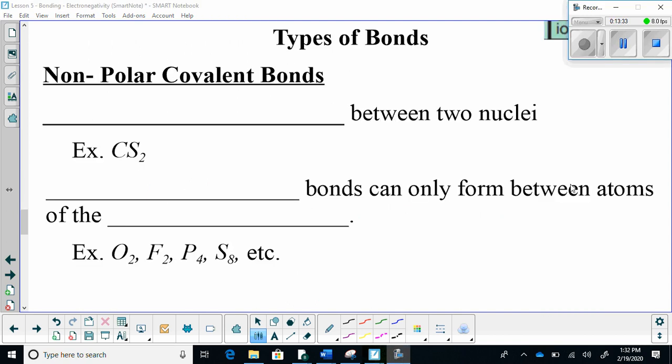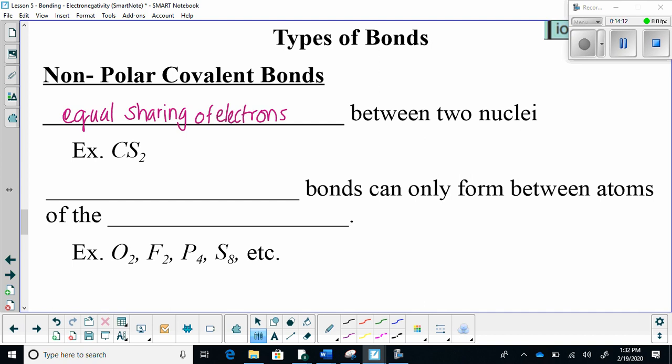Okay, types of bonds. So, a non-polar covalent bond. When I'm thinking of non-polar covalent substances, it's things like oils, things like fat, things that do not mix with water. What's happening is, in a non-polar covalent bond, there is an equal sharing of electrons between the two nuclei, okay, between the two atoms.